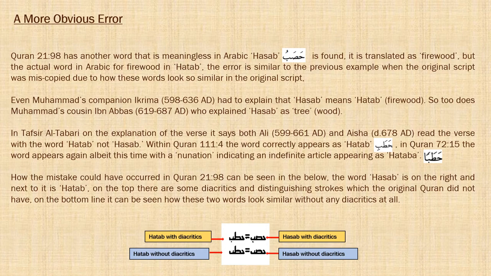A more obvious copyist error can be seen in Quran 21:98, where a meaningless word in Arabic, hasab, is found. With the aid of commentaries, it is translated as firewood, but the actual word in Arabic for firewood is hatab. The error is similar to the previous examples of when the original script was miscopied due to how these words look so similar in the original script.